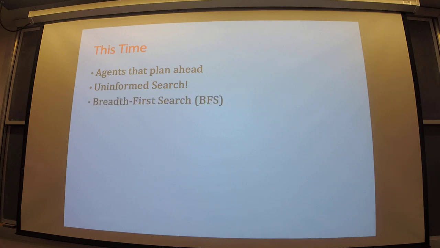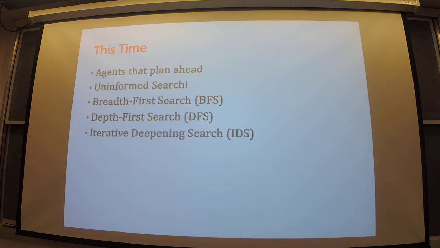Okay, so today we're going to talk about agents that plan ahead. We're going to do so with something called uninformed search, which includes methods like breadth-first search, depth-first search, iterative deepening search, and uniform cost search. So how many people have seen BFS before? Awesome. And DFS? And the other two? Some? It's probably less likely, but you've seen variants of these under different names, I'm sure.